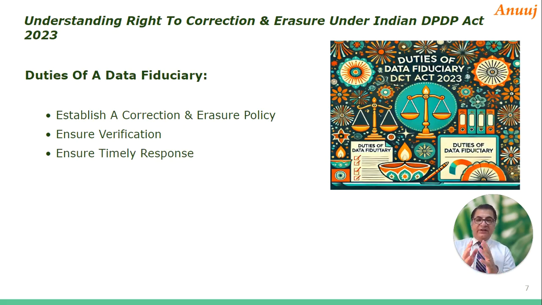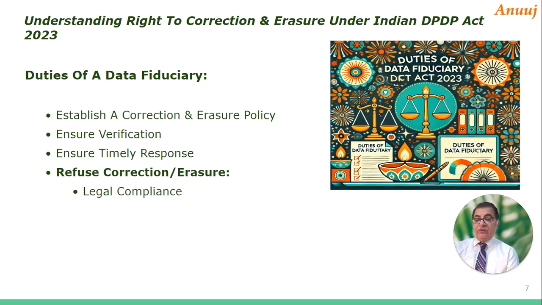The duties of the fiduciary are that they should have a completely proper established mechanism of correction and erasure. They should ensure that they are verifying the identity of the person who has requested the correction, and ensure that they respond back in a timely manner. They can refuse a correction or erasure in two cases. One, it's legal compliance. There's a litigation going on, and I can't correct your information now. I can put in a note over there that someone requested a correction, but the litigation is already on, so at the date of litigation, whatever is the information stays. The other is legitimate purposes like public benefits or performance of a contract. These are some of the legitimate purposes.